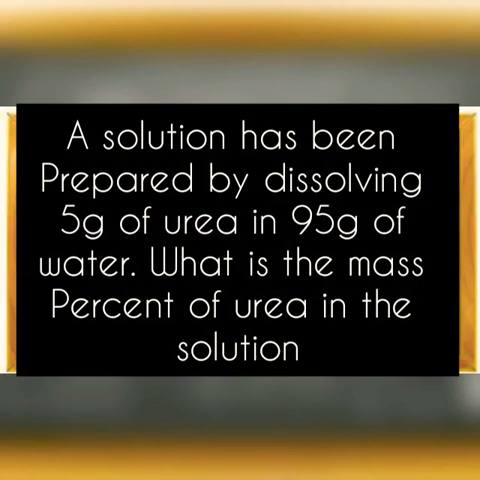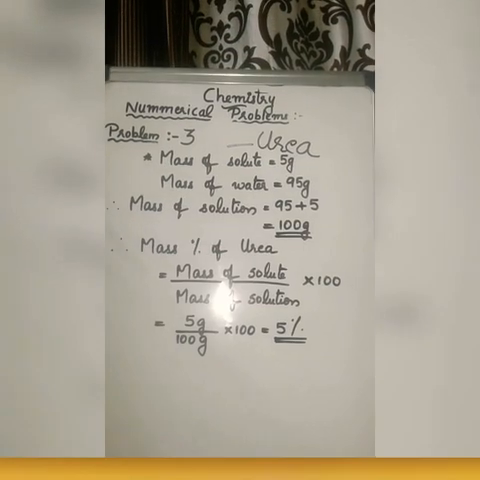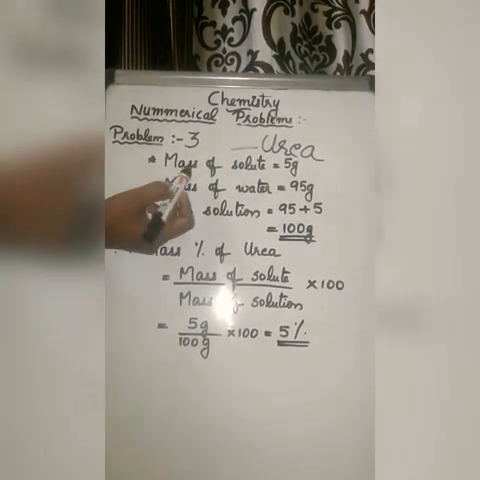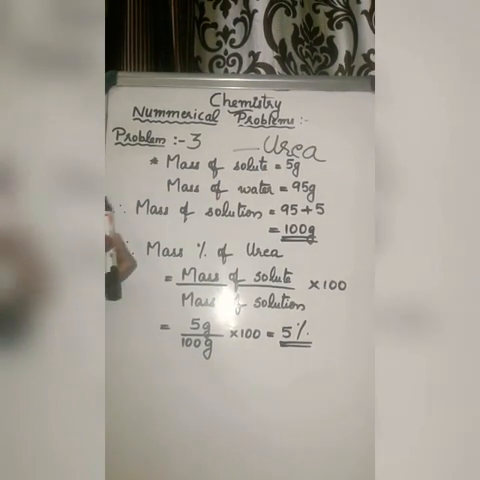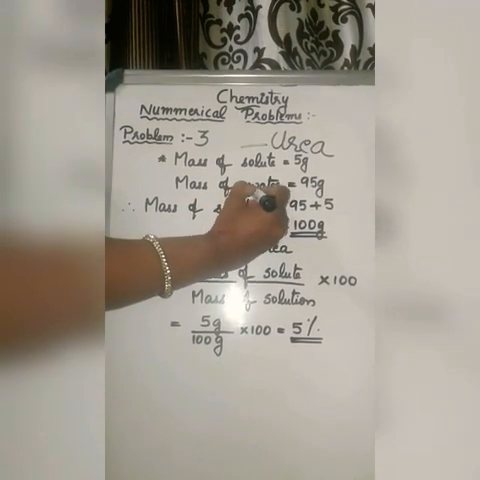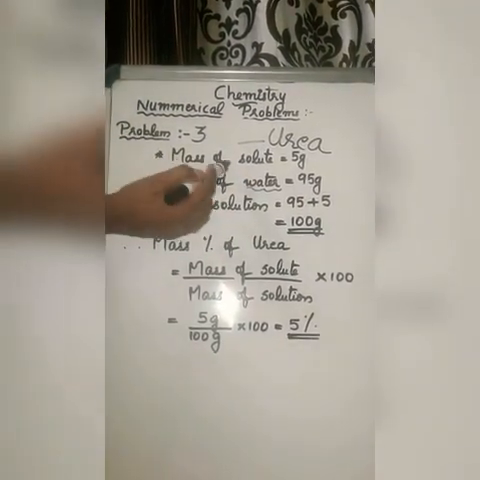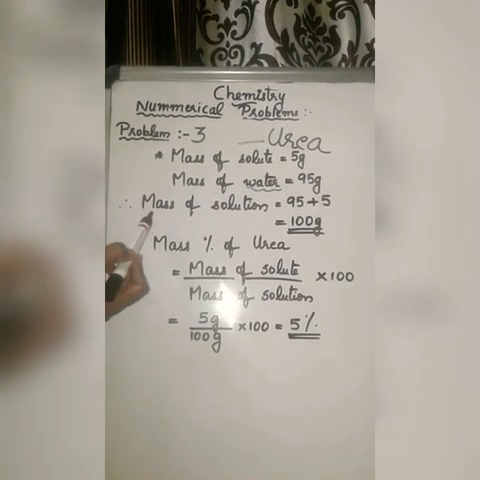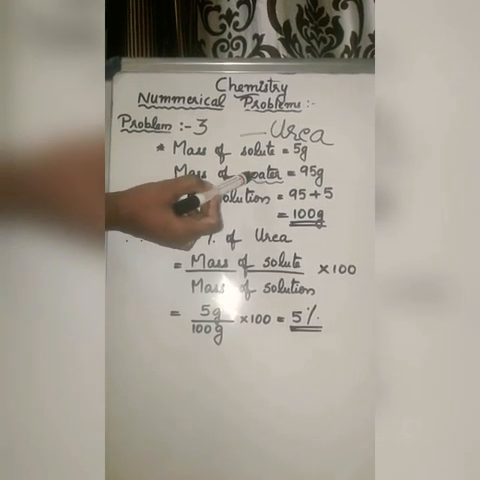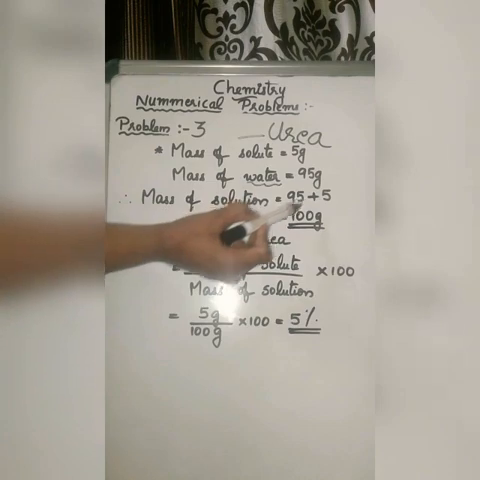A solution has been prepared by dissolving 5 grams of urea in 95 grams of water. What is the mass percentage of urea in the solution? In the question, it is clearly given urea is the solute and mass of the solute is equal to 5 gram. Then mass of the water is equal to 95 gram. Here water is the solvent. It is not the solution, it is the solvent. So how we will write the mass of the solution? It is mass of the solute plus mass of the water, that is 95 plus 5 is equal to 100.